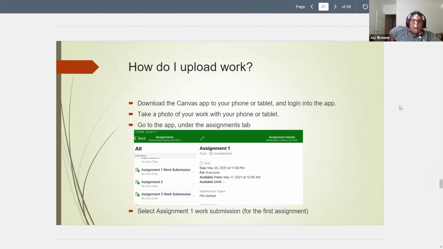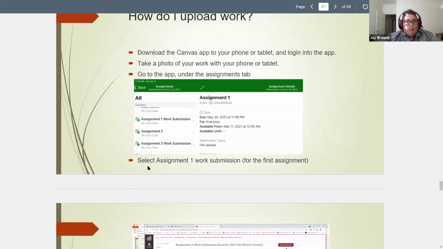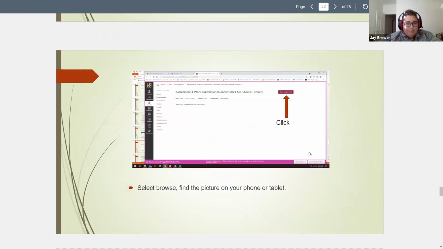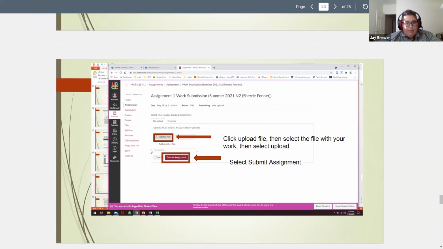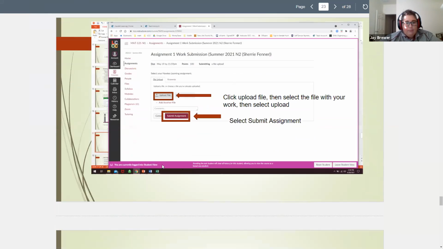How do I upload work? You want to download the Canvas app to your phone or tablet and log into the app. Take a photo of your work with your phone or tablet and then go to the app under the assignment tab. So for assignment 1, again, this is for the certify, you want to select assignment 1 work and then you want to turn that in. Select browse to find your picture and then upload the file.